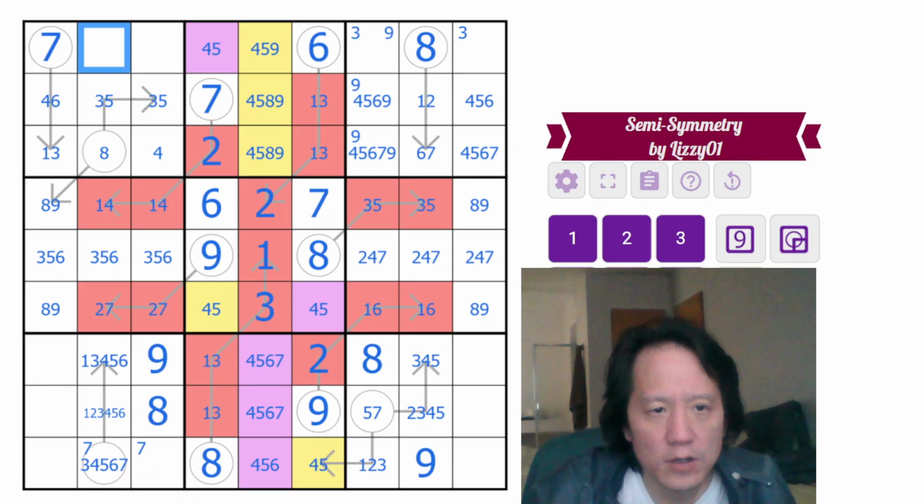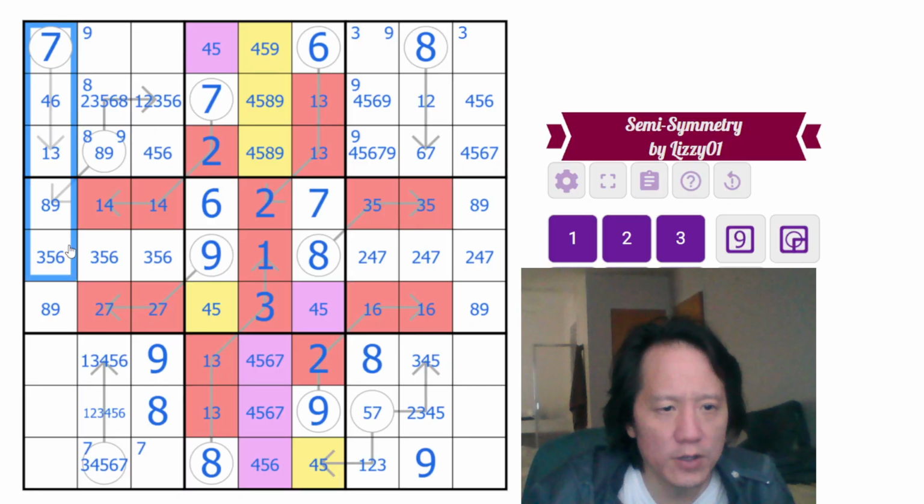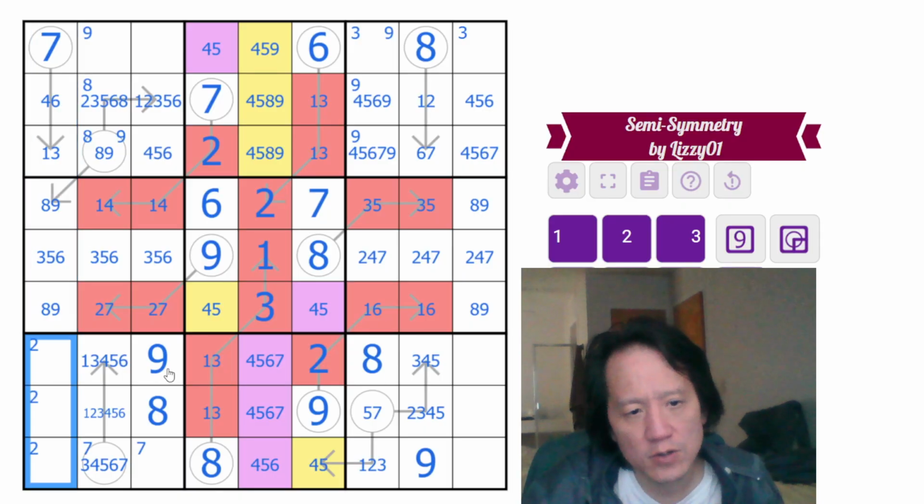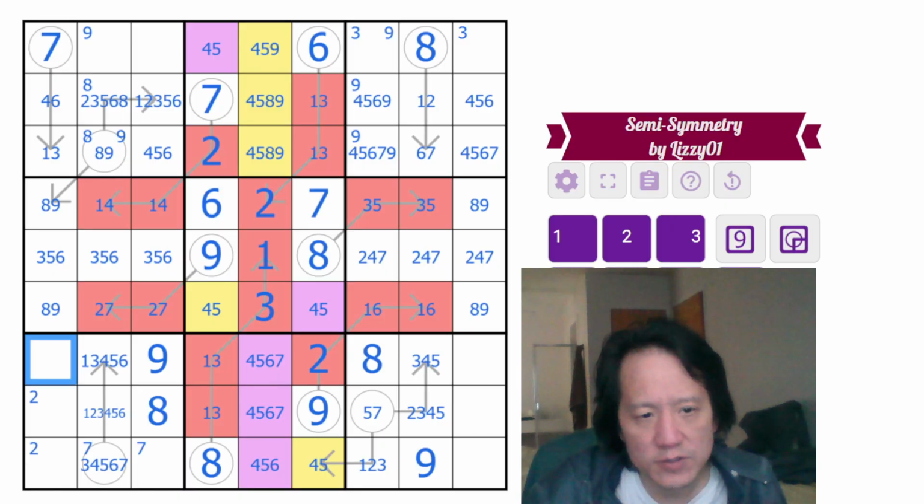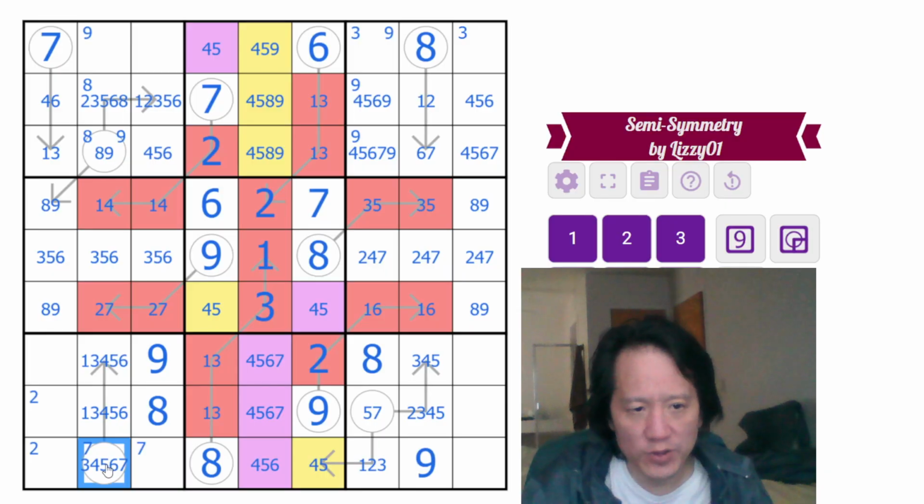Either way, the 2 cannot be in any of this column. In those 6 cells. So the 2 has to be here. This can't be 2, obviously. So this cannot be 2. So therefore, this can't be 3, because you can't have 1 and 2 there.